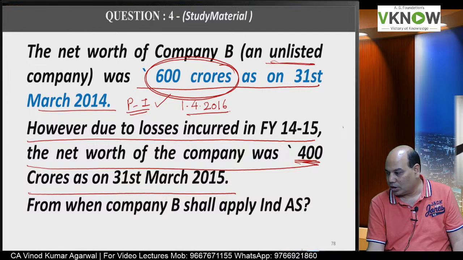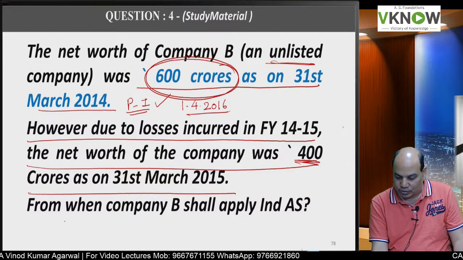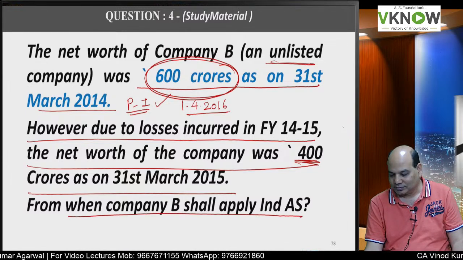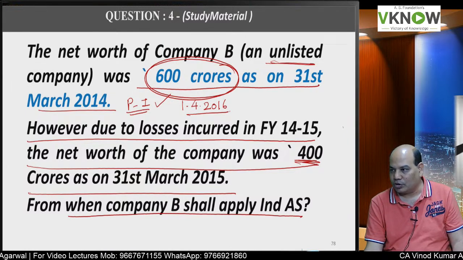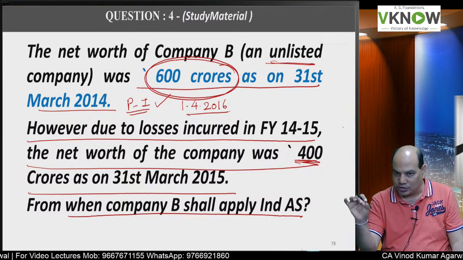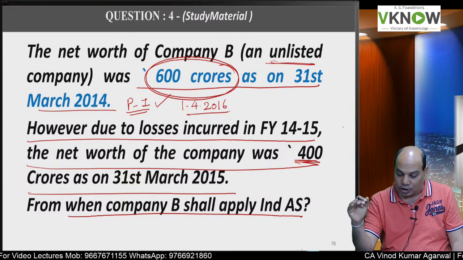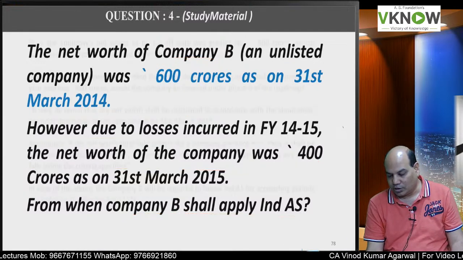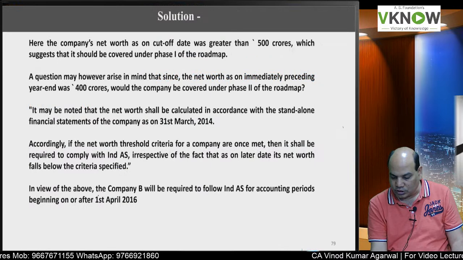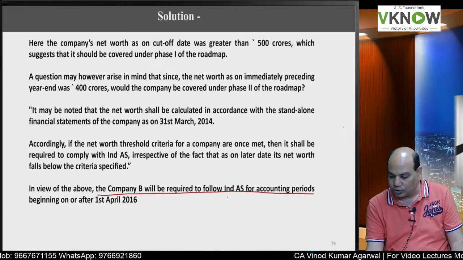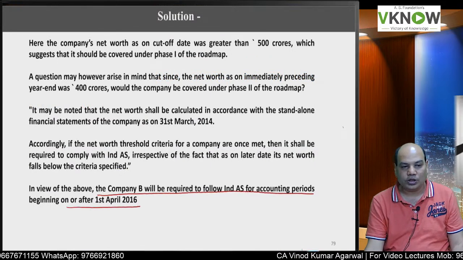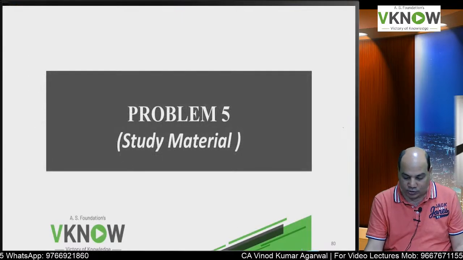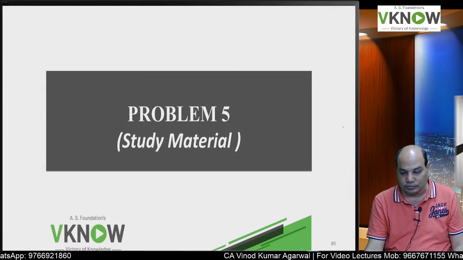Is it relevant or irrelevant information? From when shall company B apply Ind AS? It will apply from 1/4/16, because it was in existence on 31st March 14, and on 31st March 14 the net worth was more than 500 crore. So the answer is that company B will be required to follow Ind AS for the accounting period on or after 1/4/16. Very good question. Some students can make a mistake here.